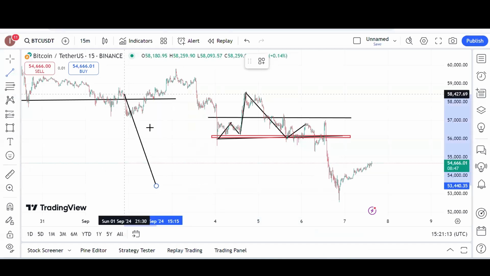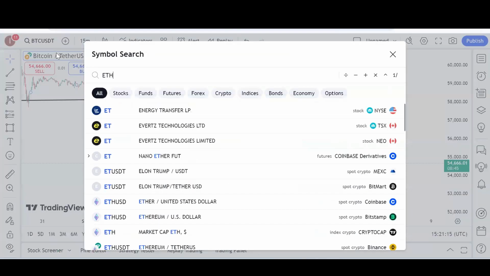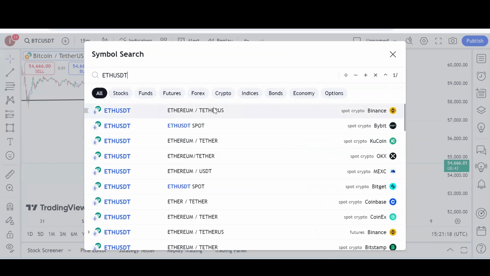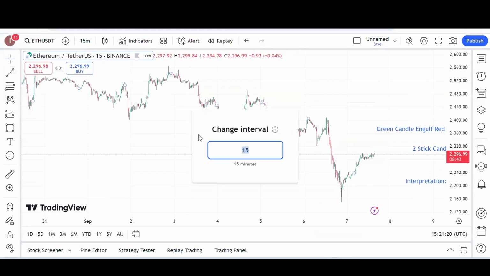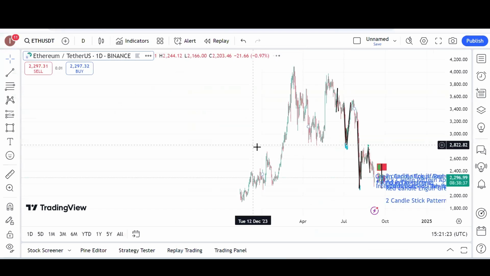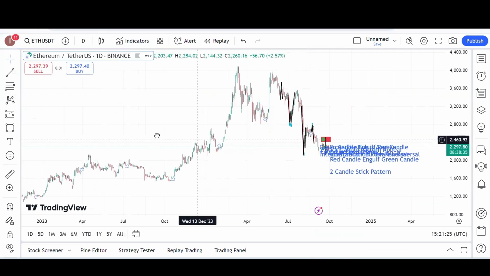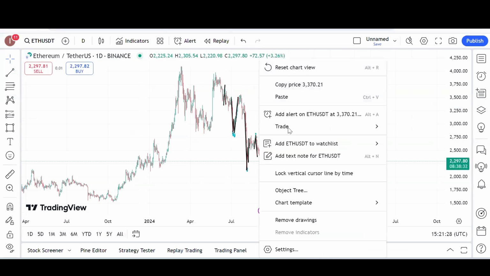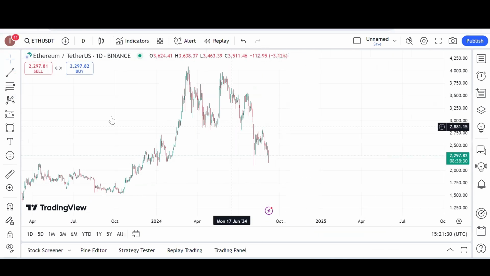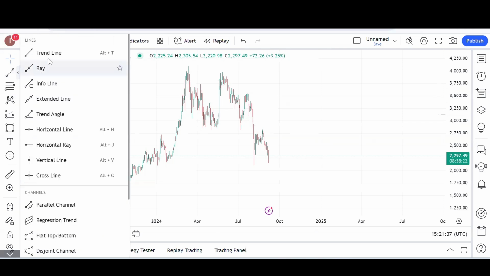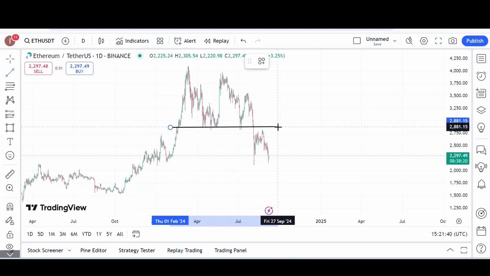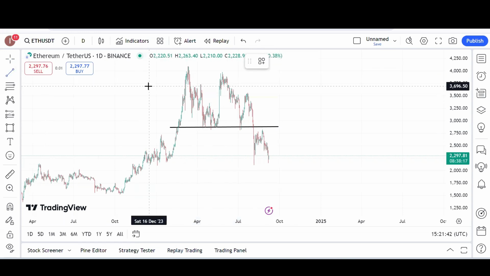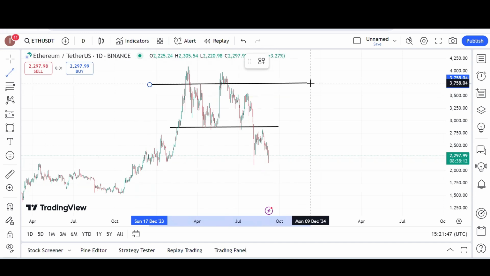Now we will go to the Ethereum section, on the daily time frame. You can see on the daily time frame it got multiple hits. As you can see, this is the support and this is the resistance level.